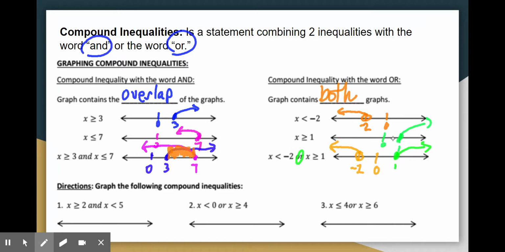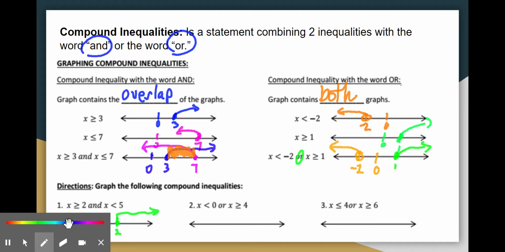Your solutions are on both ends of the graph, okay? All right, let's see if we can graph these compound inequalities that are down here. So let's try to graph x is greater than or equal to 2 and x is less than 5. So let's start with the graph with x is greater than or equal to 2. That would be a closed circle on the 2, and we're graphing to the right.